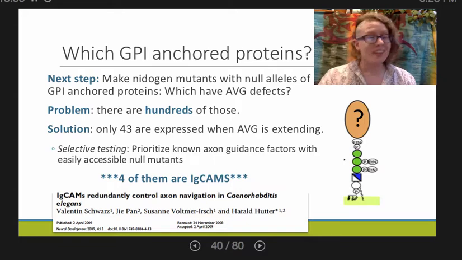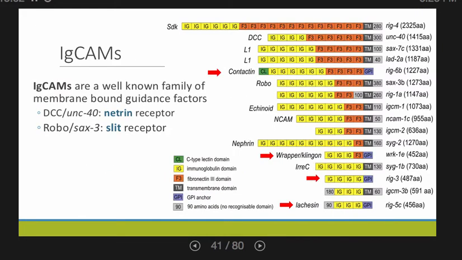So, let's talk a little bit about IgCAMs. Also, heads up, my face is about to go away. It'll be right back, I promise. IgCAMs are a well-known family of membrane-bound guidance factors.